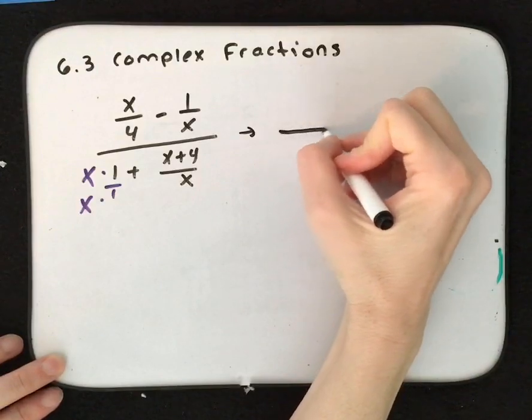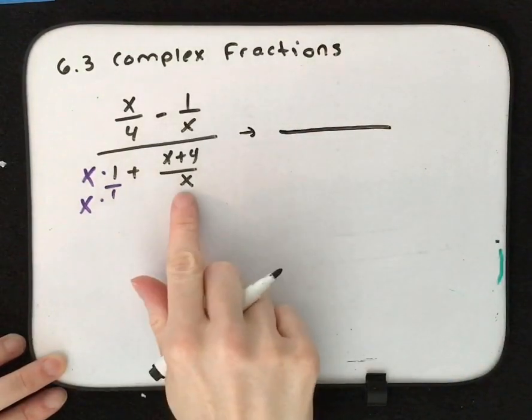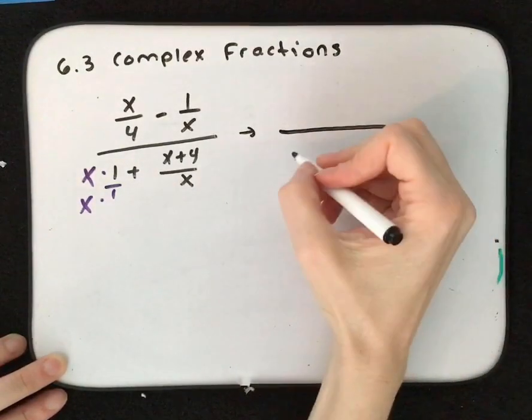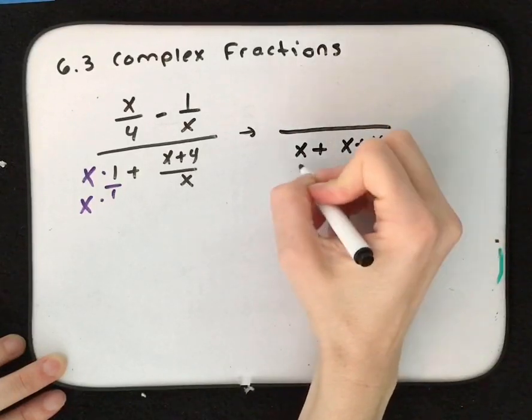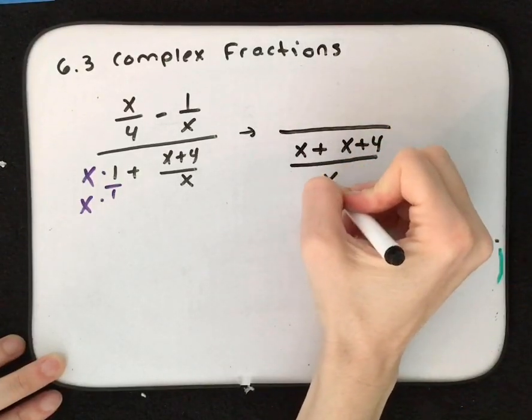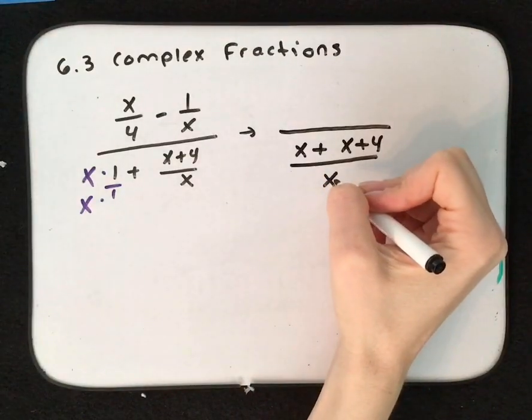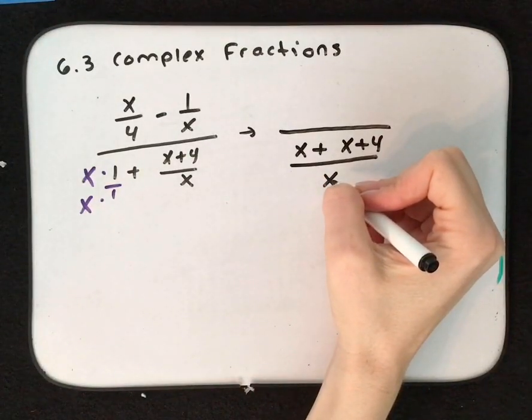So don't worry about the numerator yet, we'll clean that up in a minute. So here I have a common denominator now of x. So that's going to give me x plus 4 all over x. So now let's see if we can clean up our numerator sum.